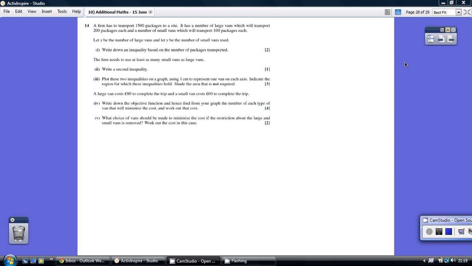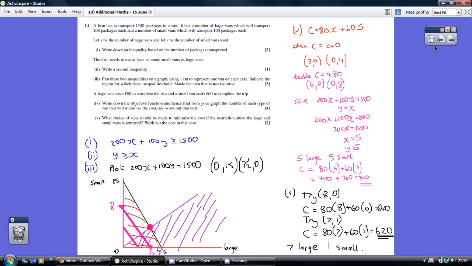Question 14. Now it's very difficult to explain this fully in the time allowed for each of my videos, so I'm going to have to whip through this quite quickly. So the first constraint is 200 large lorries plus 100 small lorries are the number of packages being delivered, because each lorry can carry 200 packages, each small lorry 100. The number of packages carried has to be at least 1500.